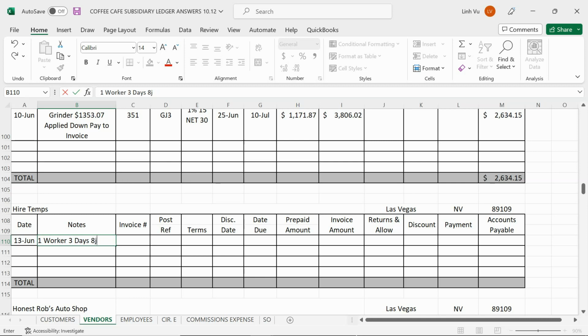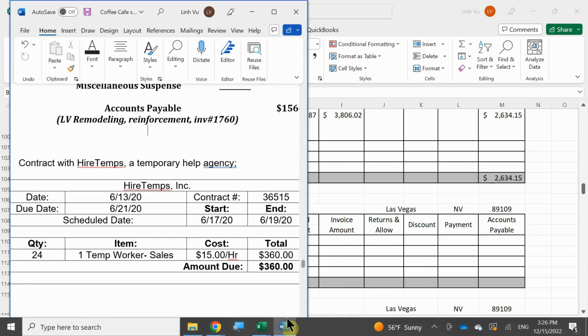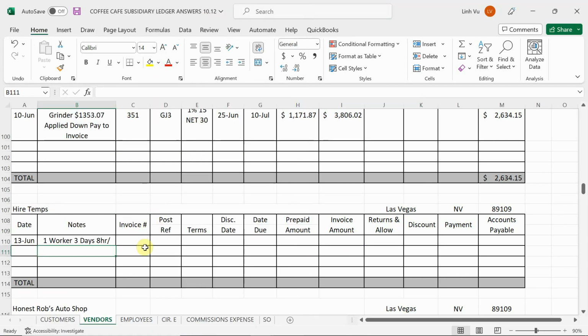Is it actually 3 days? I thought it was the 16th through the 19th. If it's the 16th through the 19th, that's 4 days. I believe it's the 17th. Is that right? Let's look at the contract again. 17, 18, okay, cool, 19. Perfect. So in this case, it's 3 days, 8 hours per day, and therefore a total of 24 hours.